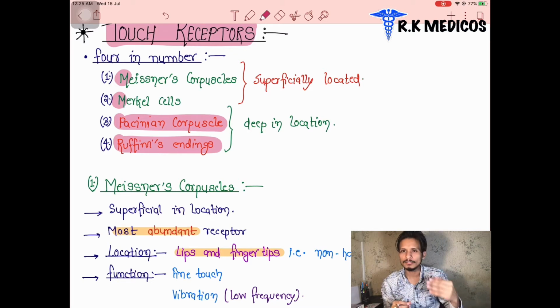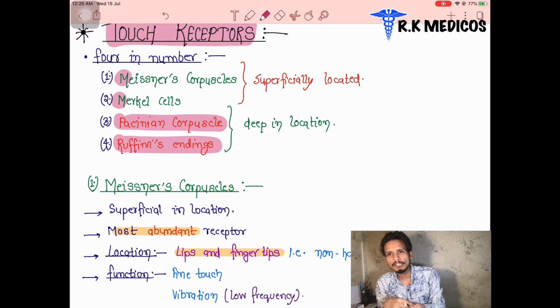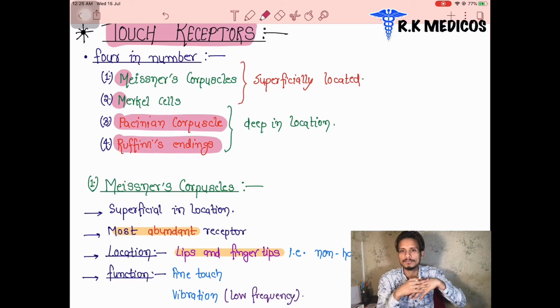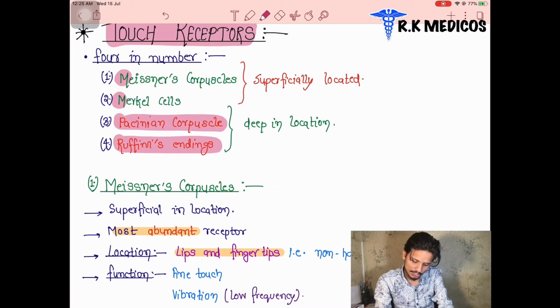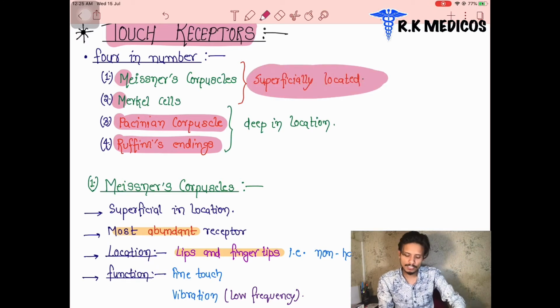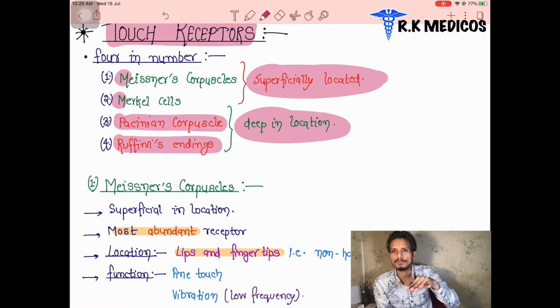So which 2 types of touch receptors are superficial in location, and which 2 are deep in location? The Meissner's and Merkel cells are present on the superficial surface of our skin. And the Pacinian and Ruffini are located in the deep locations of our skin.